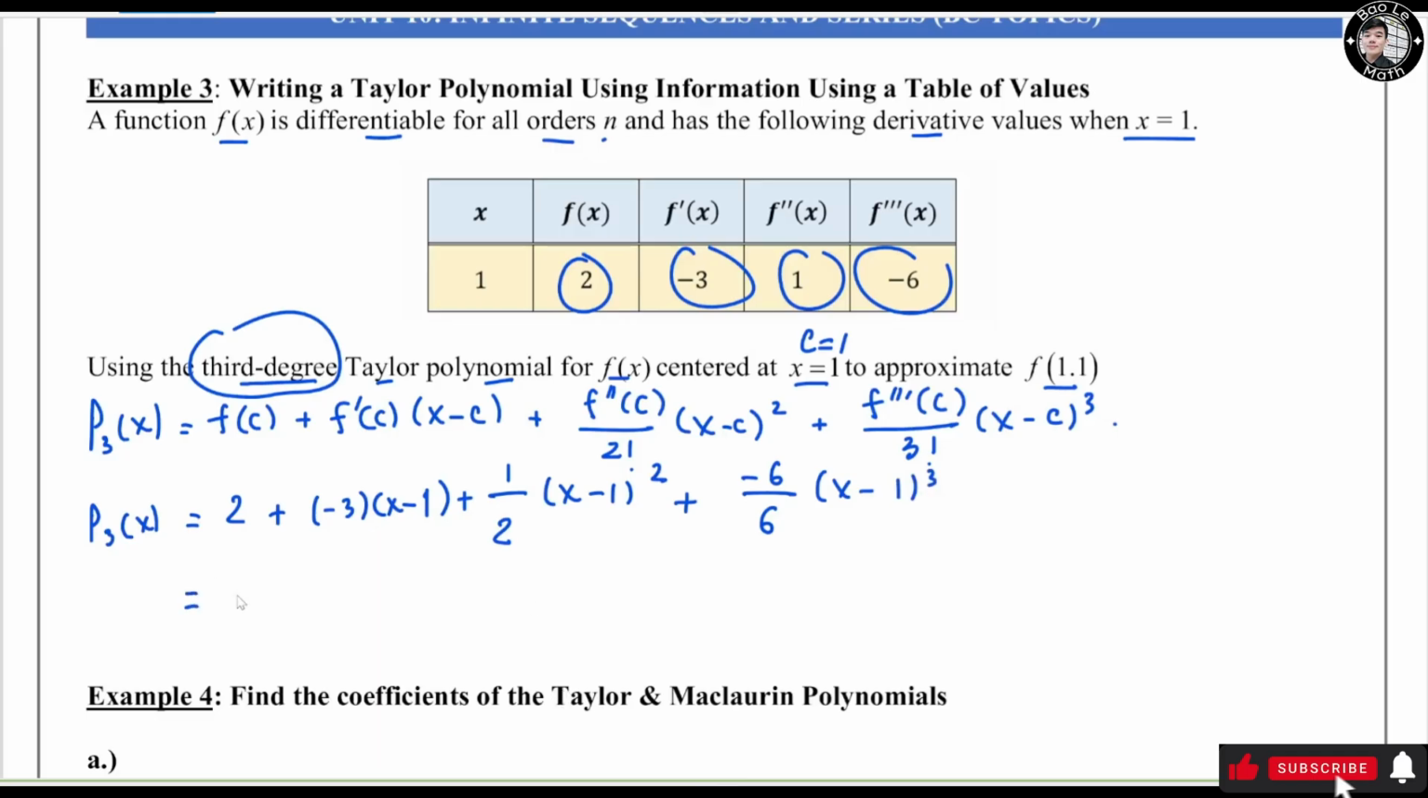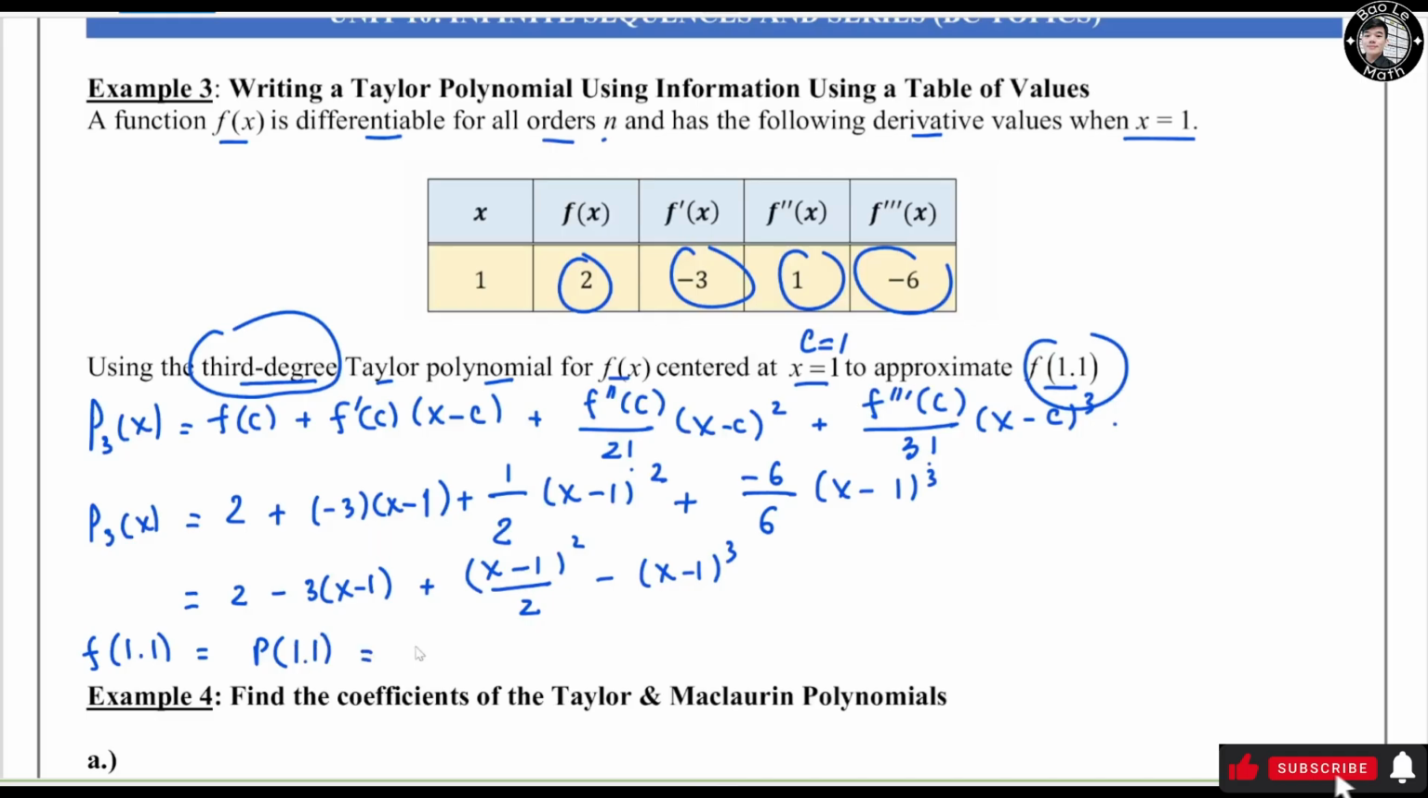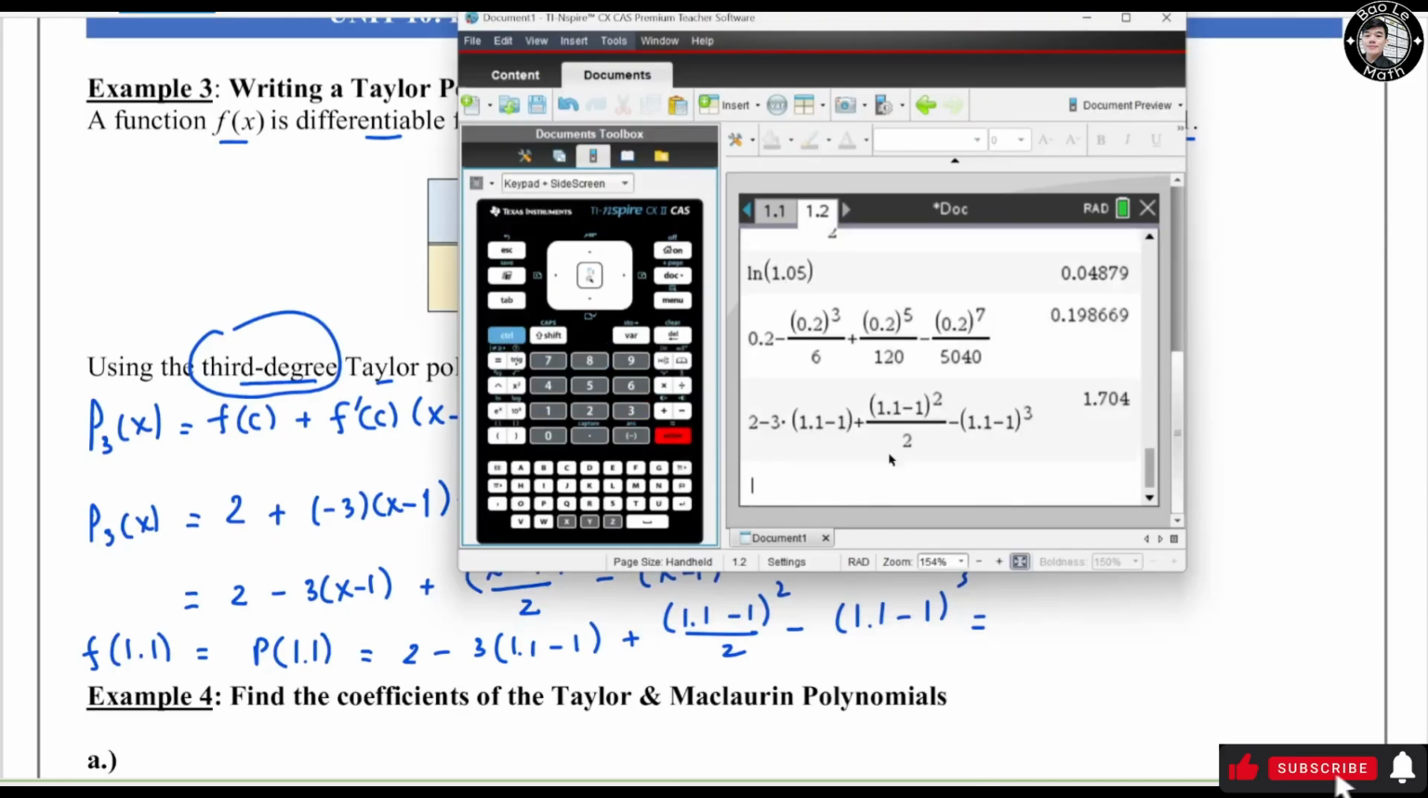Now we need to approximate this one. So f(1.1) is the same thing as P(1.1). So it's going to be 2 minus 3 times (1.1 minus 1) plus (1.1 minus 1) squared over 2 minus (1.1 minus 1) cubed. So we're going to pull up the calculator. Control Enter. The answer is.